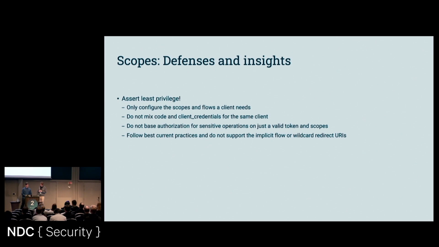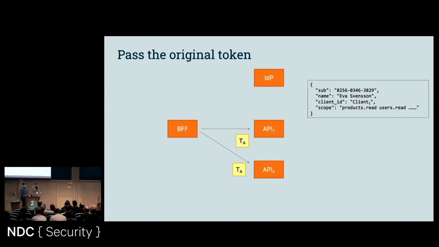Now to another scope issue, and why it's so easy to end up with a kind of global access token in this backend for front-end scenario. We have an architecture that looks like this. We have the backend for front-end and a set of APIs, and it could be a lot of APIs. Then we get an access token, token A, and that needs to be valid for all APIs. So we will have all scopes and all audiences in that token.